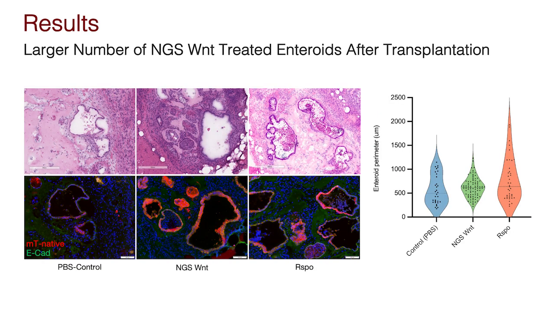Here we can see the detected enteroids in the rat skin, and in the plot, each dot is representative of each detected enteroid. In the NGS Wnt group, we can see a higher proliferation rate, and interestingly, in the R-Spondin group, we see extremely large enteroids. We hypothesize that probably due to the high proliferation rate of enteroids treated with NGS Wnt, they did not have enough time to get larger.